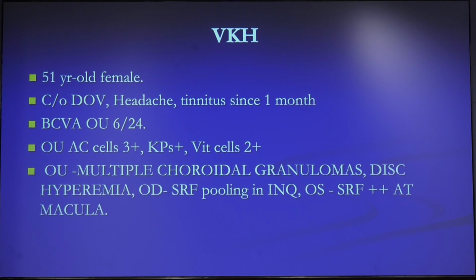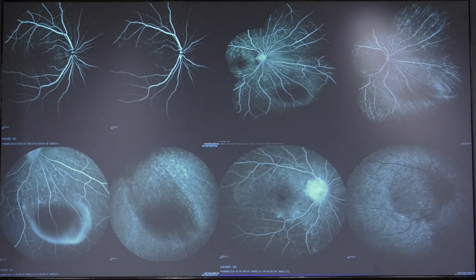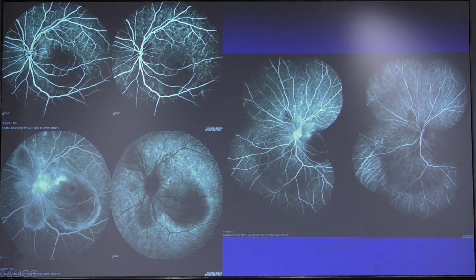VKH has already been shown on the OCT. Basically, the patient has a lot of inflammation, and there are multiple choroidal granulomas with disc hyperemia, and there is early pinpoint hyperfluorescence, as you shall see soon. In the OCT, you can have these folds or undulations at the level of the choroid and retina with subretinal fluid. And obviously, there is disc edema as well, which is again a hallmark of VKH, acute VKH. And you can have early pinpoint hyperfluorescence and late pooling of the dye, as you can see on the angiogram. Again, early pinpoint hyperfluorescence and late pooling of the dye in the late phases.